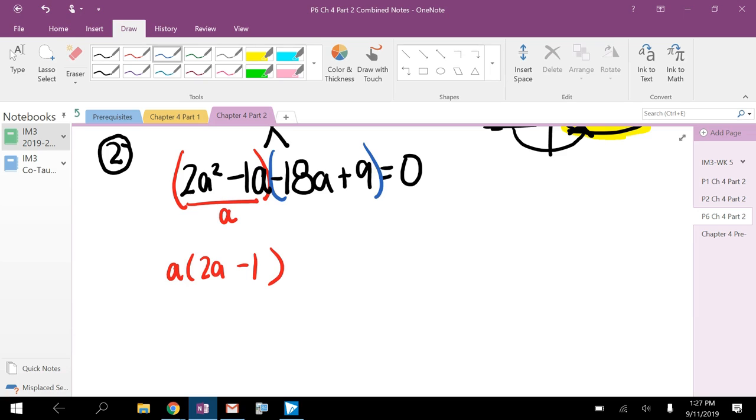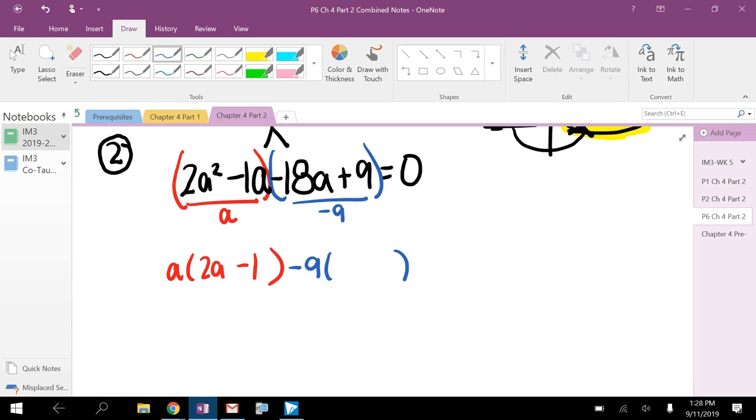What can I factor out of negative 18 and a positive 9? Very good, a negative 9. You always want to take out a negative if it's in the front. Okay? So that negative 9 is going to be written here. What should I get in here? You should get 2a minus 1.